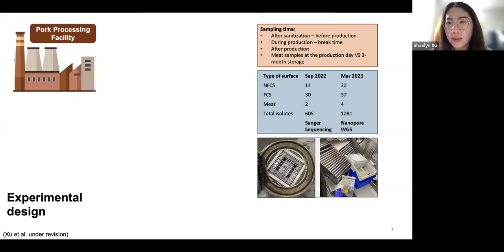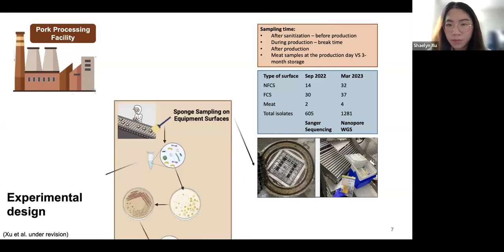The surfaces were also sampled during production as well as after cleaning and sanitation, to reveal any bacteria that can survive the sanitation routines. In total, I collected 46 samples in September 2022 and 73 samples in March 2023. And then roughly 2,000 isolates were collected.